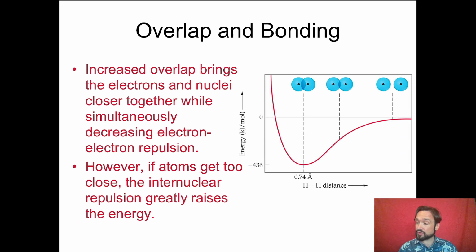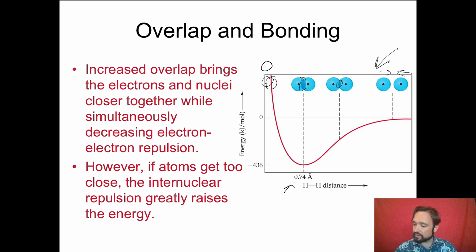Now we saw this graph, or one very similar to it, previously. To get to our equilibrium bond length, our stable bond length, we have to bring these atoms together initially so that there's any overlap. Then we get a very small amount of overlap, and then at our equilibrium bond length, we have a fair amount of overlap where the electrons can be seen by each nucleus, but we're not so close as to where the nuclei would start to come closer and closer together.